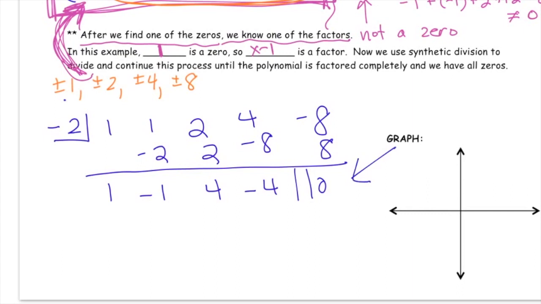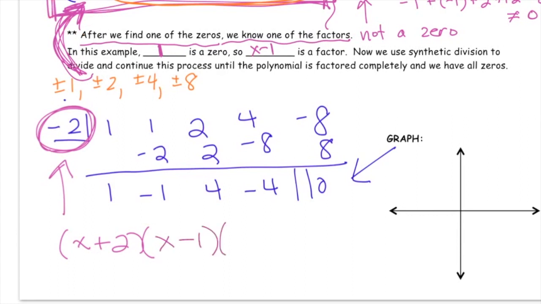So now we know that this is a 0, which means that x plus 2 is a factor. And then from up here, we had x minus 1 was a factor. And then what's left is what's right here.